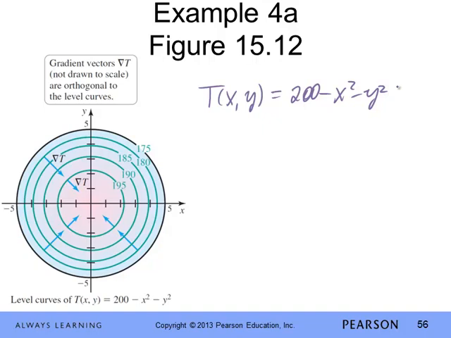And the further you go away in a radial fashion from the origin, the temperature is going to decrease. If you want to convert over to polar coordinates, you have 200 minus r squared. So when you're a total of 5 units away, 5 squared is 25, 200 minus 25 is 175. So on the edge of the plate, you're at 175 degrees.